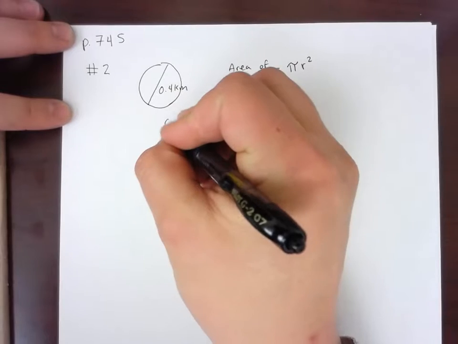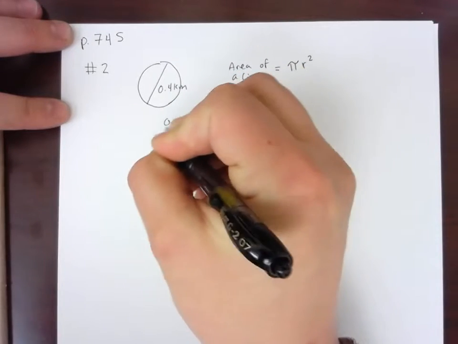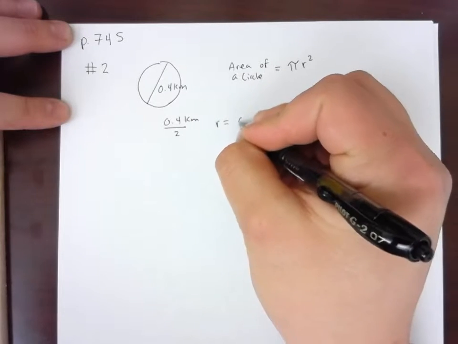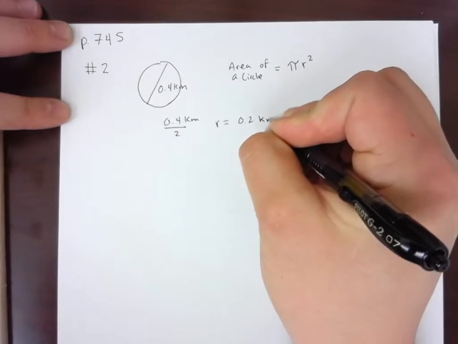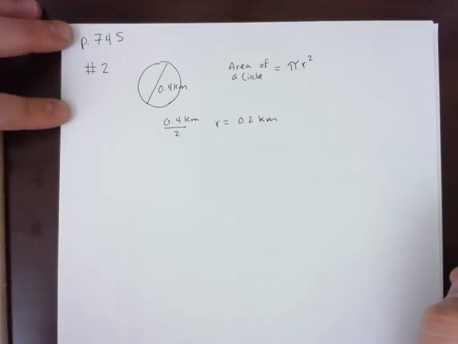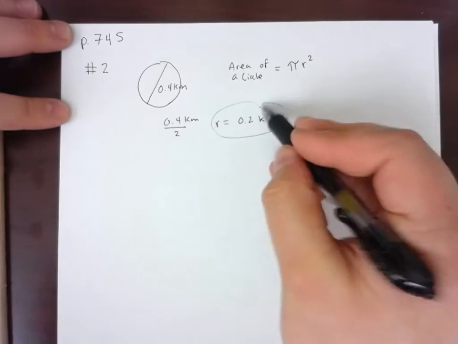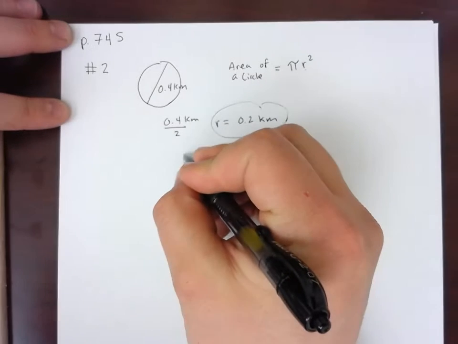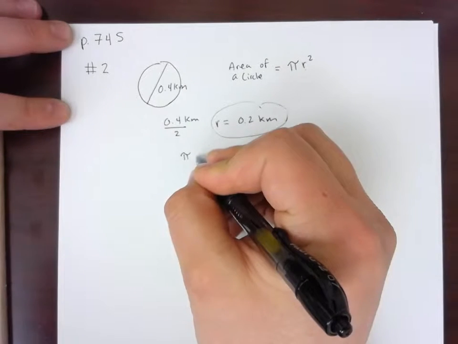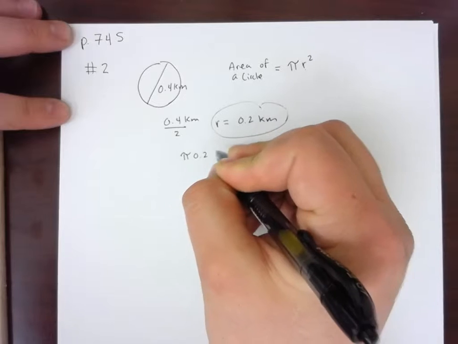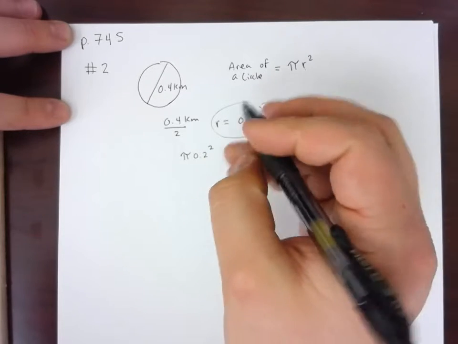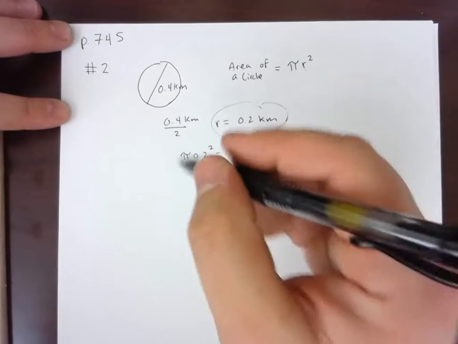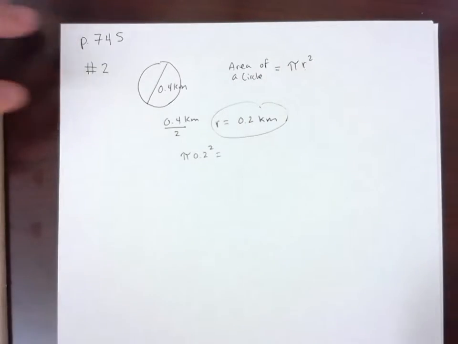So we take 0.4 kilometers and divide it by 2, and our radius is going to equal 0.2 or 2/10 of a kilometer. So we're going to insert this in for our radius in our formula. So our answer is going to be pi, and we put 0.2 raised to the second power. And if they're looking for an exact answer, we're going to leave pi.